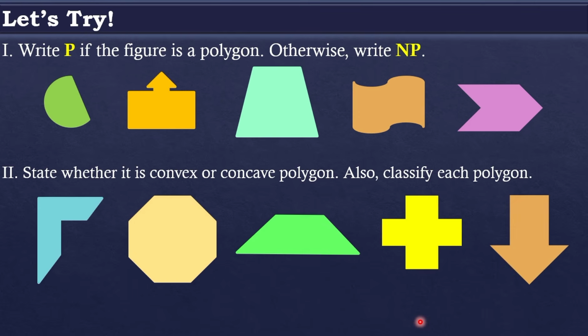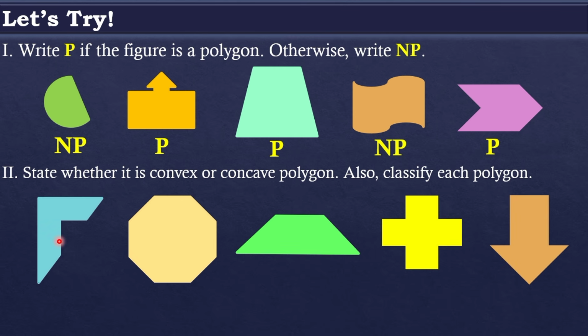So let's try. Write P if the figure is a polygon. Otherwise, write NP, not a polygon. Okay, so these are the answers: NP, P, P, NP, and P. And then for test 2, we have: state whether it is a convex or concave polygon. Also, classify each polygon. So, classify natin, is it a triangle, pentagon? Okay, so you have to count the number of sides.